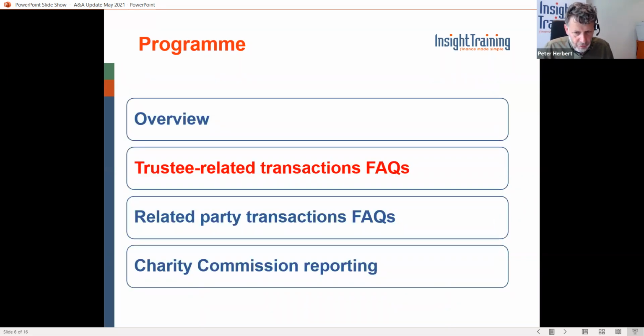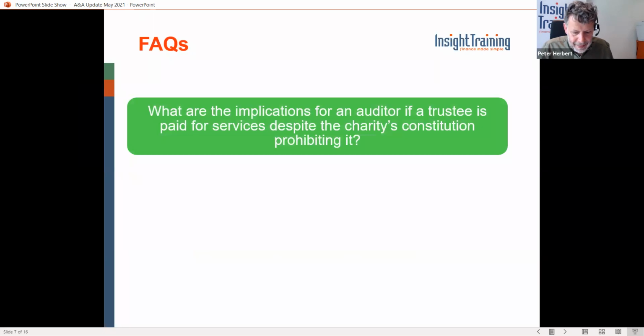Let's then get into our 3 frequently asked questions about transactions that specifically involve trustees. Here's the first one. So what are the implications for an auditor if a trustee is paid for services despite the charity's constitution specifically prohibiting it?